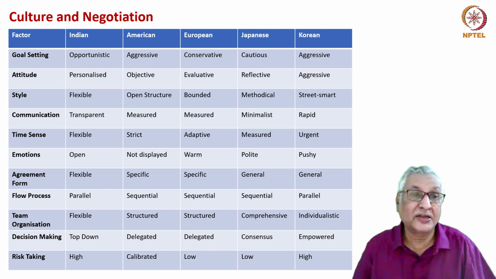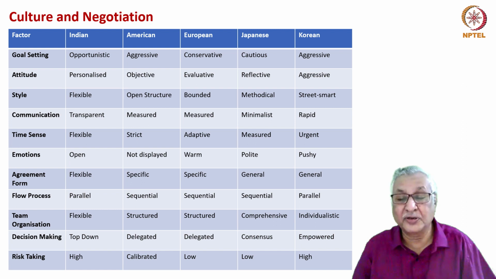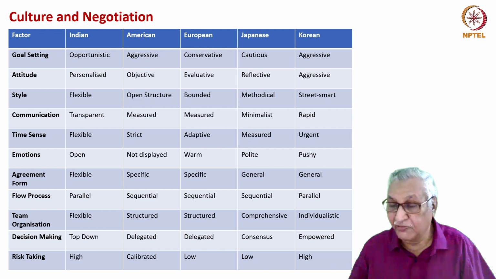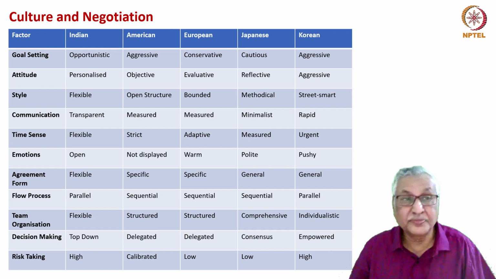Risk taking is high with respect to Indian negotiation. America tends to be pretty calibrated. Everything has to be assessed against the business rewards. Europe has low risk tolerance. Japanese also have low risk tolerance, whereas Koreans take high risk while negotiating an outcome.